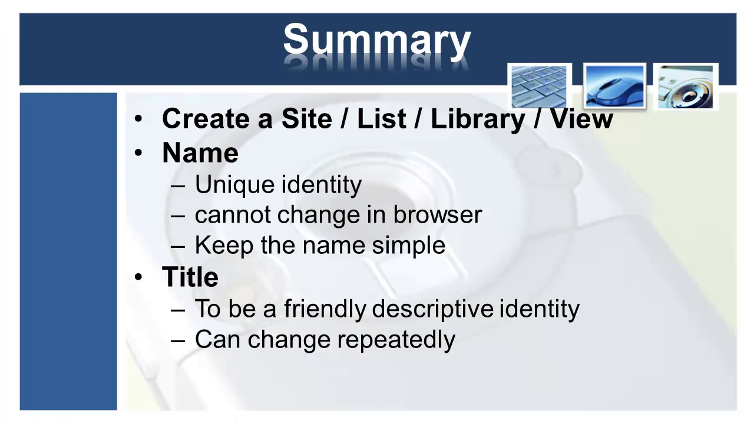So when you create sites, lists, libraries, even view pages for your lists and libraries, remember the name is unique. It cannot change in the browser. If you keep the name simple, it abides by the limit of 260 characters. The title, use that to be a more friendly, descriptive identity, and you can change that as often as you need.